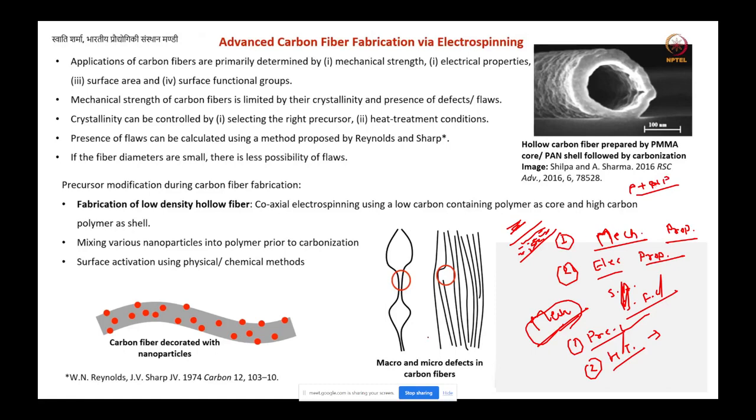Here you can see the macro and micro defects in the carbon fiber. So these are your defects. If you have a thicker fiber, then you will probably get more flaws, a defective kind of material, but if you have a thin fiber, then there is a lower probability of the presence of defects. Now the carbon fiber decorated with nanoparticles.